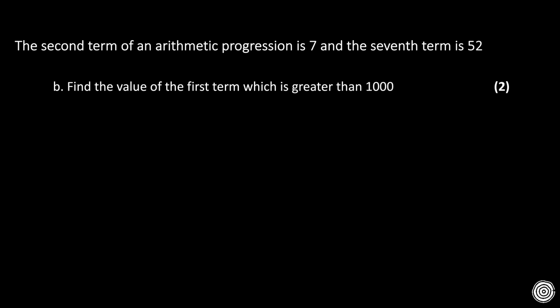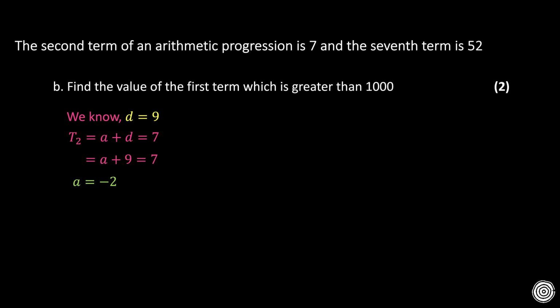Okay, for part B, I need to find the value of the first term that is greater than 1,000, and this is worth 2 marks. So I just want to know when I first hit a value greater than 1,000. So I know that my common difference is 9. This was just found in part A. And I know my second term, which is represented as a plus d, that's equal to 7. I'm going to substitute d equals 9, and that leaves me with a is minus 2.